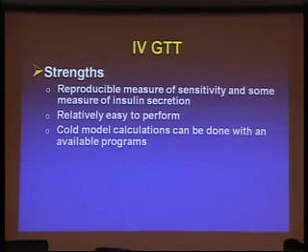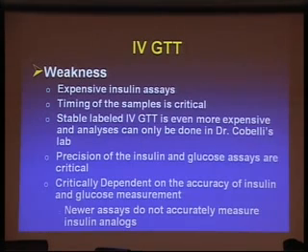So its strengths are its reproducible measure. We've done the studies in kids. It's a very reproducible measure within about an 8% coefficient of variation of replicate analysis on the same individuals. It's relatively easy to perform if you don't add the stable label to it, and the cold model can be done with available programs. The weaknesses are it's expensive because of the insulin assays.